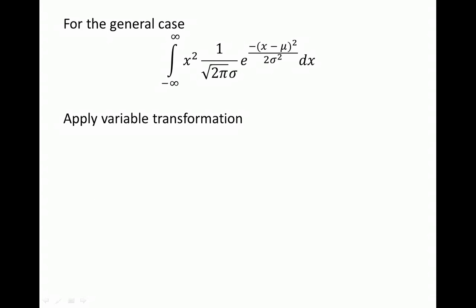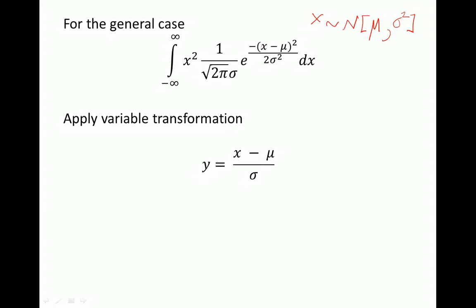So we computed the variance of x for a specific case, but we're interested in a general case when x is normally distributed with mean mu and variance sigma squared. I mean, we don't want to just compute it for when mu is 0 and sigma squared is 1. We want it for the general case, because the mean and variance could be any other number. So in this case, we can apply a variable transformation.